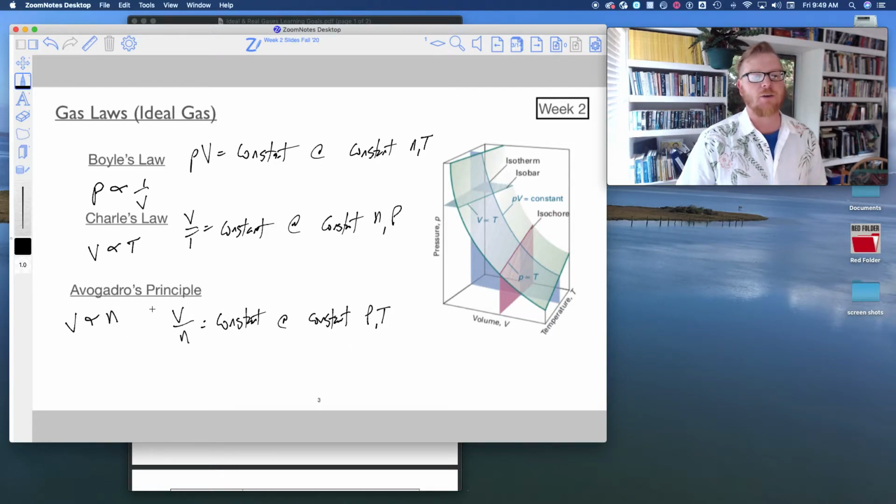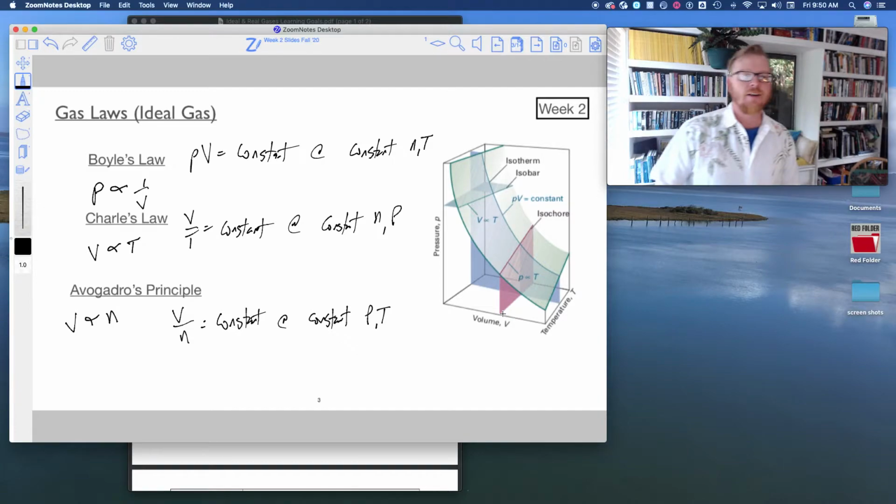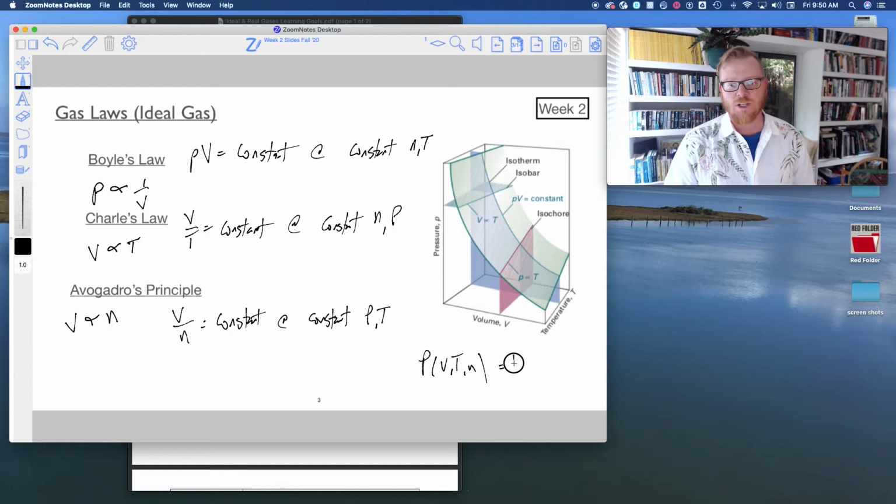And similarly with Avogadro's principle, assuming pressure and temperature are constant, if you increase the number of moles, you have to increase the volume. And so now here we have our total equation of state, the ideal gas law, the combined law, which of course we know is P as a function of V, T, and N, which equals nRT over V. So the gas constant, R, is this constant of proportionality that allows us to combine all these laws.